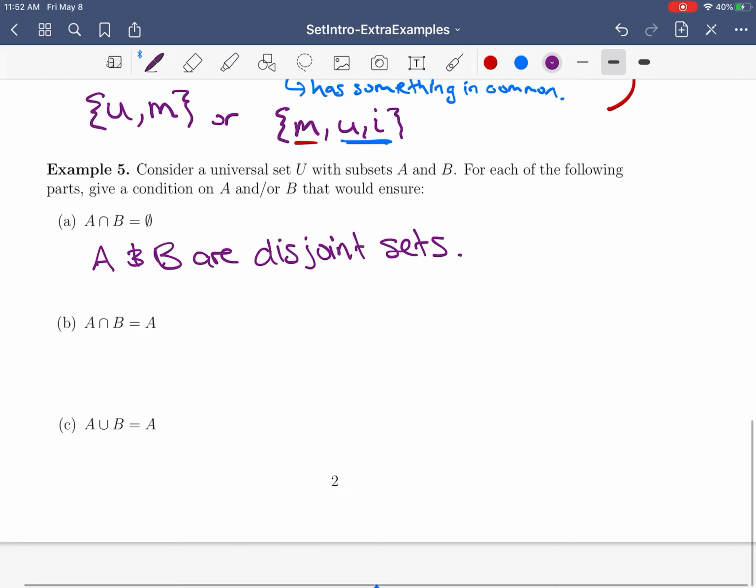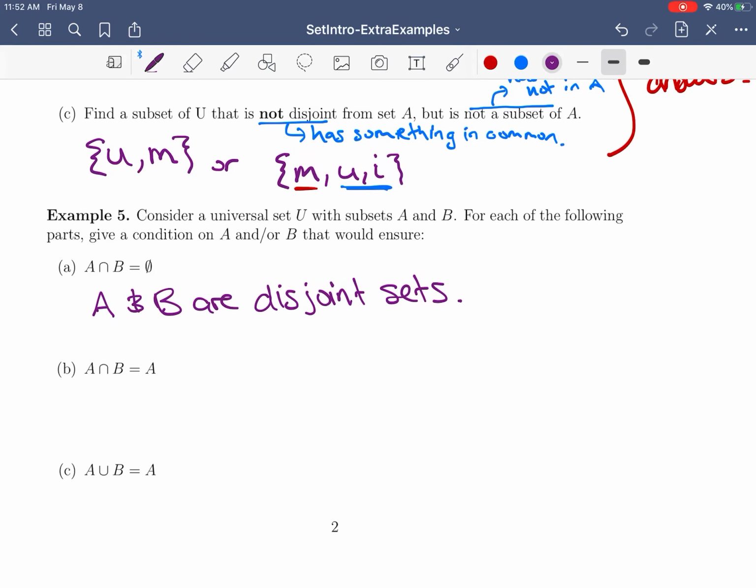Now these next ones are a bit different. So when would it be that the intersection A intersect B is just equal to A? So what that means, okay, is that everything in A is in A intersect B, right? Because these two sets are equal, so every element that's on the right side has to also be present on the left side. And in order to be in the intersection, it has to be in both sets.